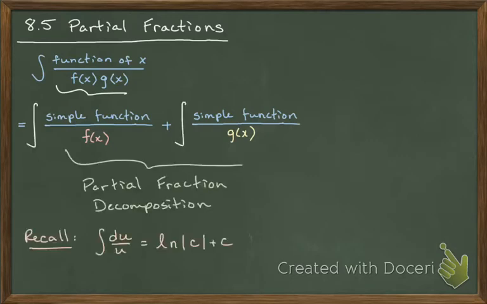where we integrate du over u and get natural log. That should be a natural log of u there. So what we're going to be doing is breaking apart these fractions and making use of that basic formula. Hopefully, once we decompose a larger fraction, we get pieces that look like du over u, or similar.